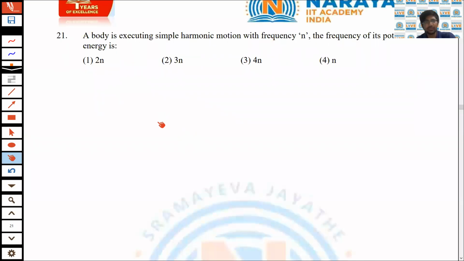Let's start with the 21st question. A body is executing simple harmonic motion with frequency n. The frequency of its potential energy is.